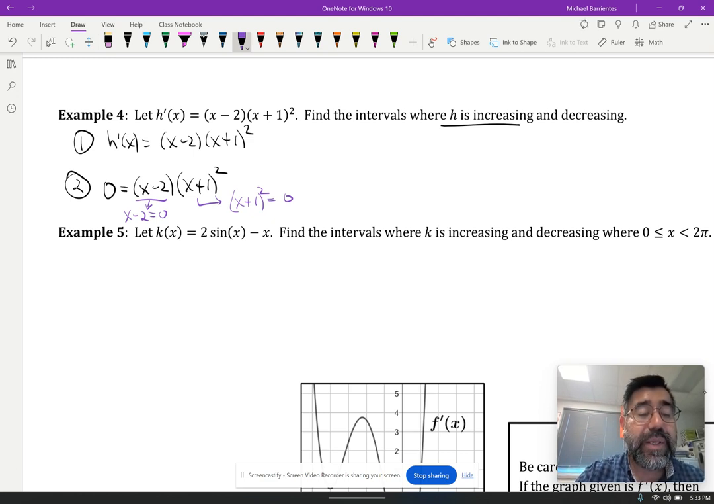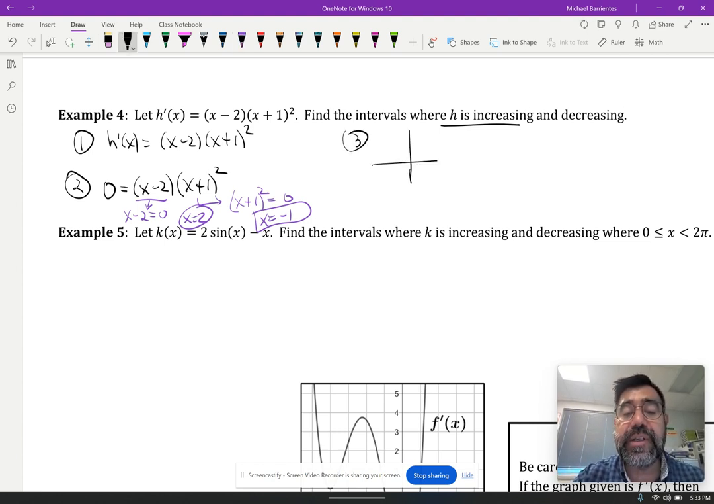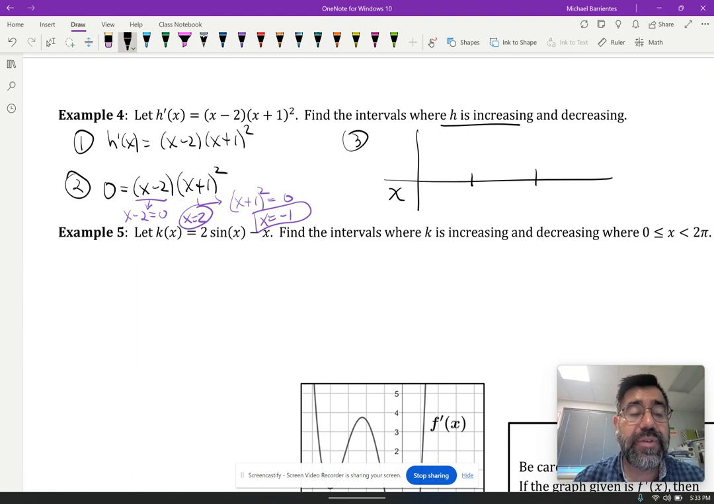One of them is going to be x equals positive 2, because 2 minus 2 would equal 0. And the other one's going to be x equals negative 1, because negative 1 plus 1 is 0, squared, that's 0. Those 2 x values are the only x values that would make this derivative equal to 0. So now when I go to step 3 and I build my sign chart, this time I have 2 x values. One x value is at negative 1, and one x value is at 2.